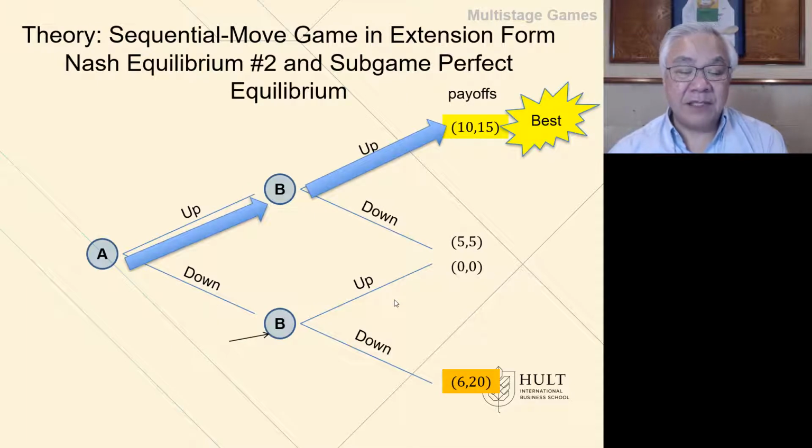This next scenario is, what if A announces going up? Well, if A announces going up, then B says, okay, if I go up, I get 15. If I go down, I'll get 5. Therefore, I'll go up. So again, in that case, it's another Nash equilibrium, because neither party would want to deviate from 10 and 15. If A were to deviate at that point, they would drop to 5. If B were to deviate, they would also drop to 5. So both would be happy to accept the 10 and 15. Now notice that that's also better overall, that 10 and 15 is better than 6 and 20.